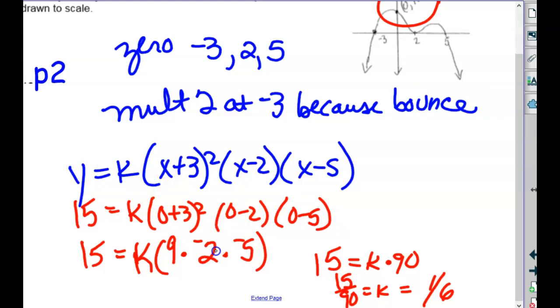Something is wrong. Because I didn't get a negative and both ends are going down. Oh, the bounce is totally at 2. Okay. Multiplicity 2 at 2. The squared should be on here.